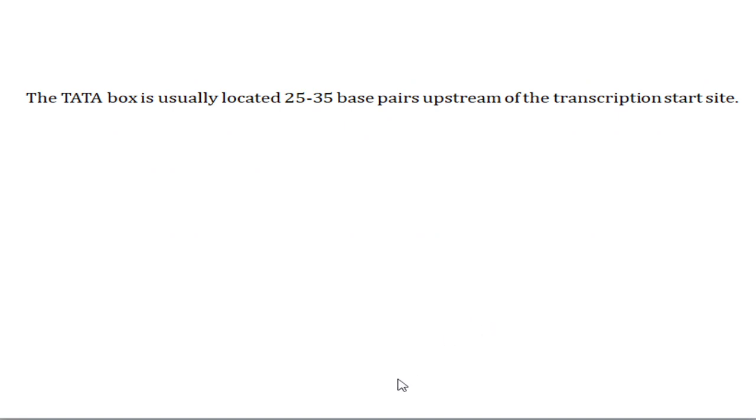Next is TATA boxes. TATA boxes are generally located 25 to 35 base pairs upstream of the transcription start site.